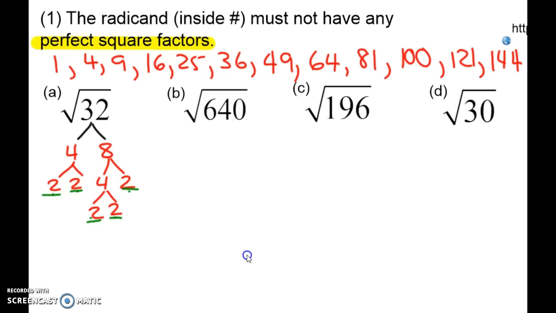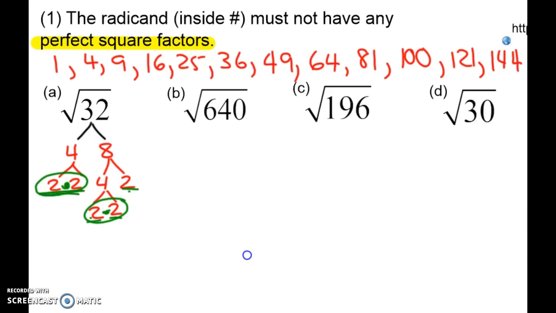The different way to look at this is to say, okay, let's look for a pair of numbers that are the same, because a pair of numbers that are the same is the definition of what a perfect square is. So for example, I have this pair of 2's and this pair of 2's. That 2 right here, this pair represents a perfect square, and this pair represents a perfect square.